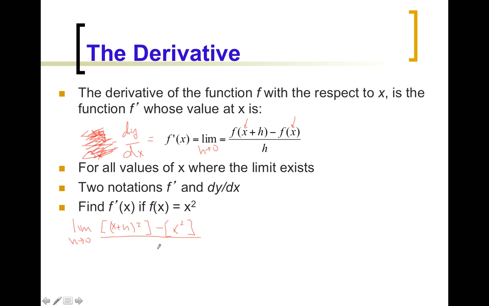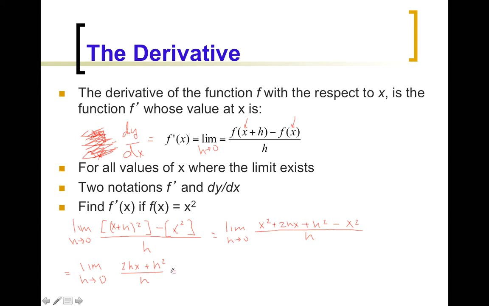And notice we're not going to get a number all over h. And this thing squared gets me an x squared plus 2xh, or hx, plus h squared, minus x squared, all over h. We keep this process going just like we did before. And x squared minus x squared is 0. And I get 2hx plus h squared over h.